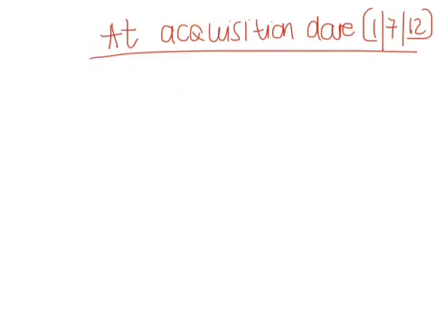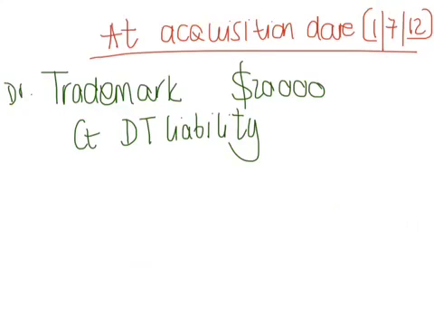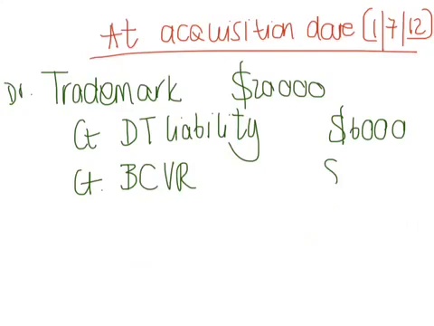So let's look at the first journal entries that we would prepare if we had to prepare consolidated financial statements on acquisition date, and the only entries with regards to the trademark would have been the actual revaluation. So our entry would have been debit our trademark asset with the $20,000 fair value adjustment, then credit our deferred tax liability to create that liability of $6,000, and credit our BCVR, our revaluation reserve, with the after-tax amount, $14,000.